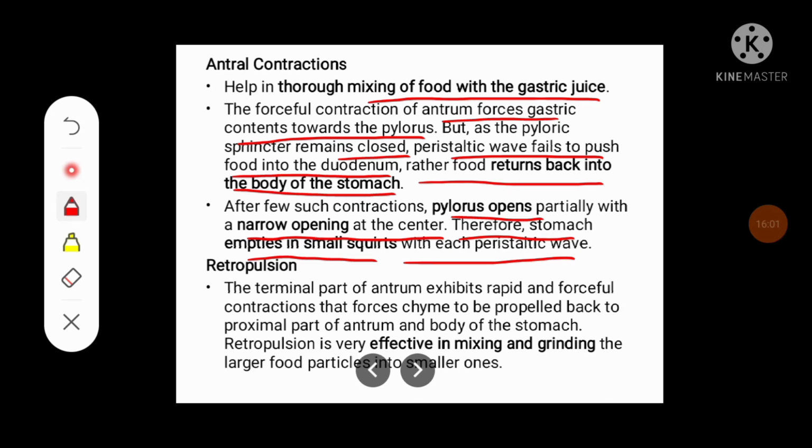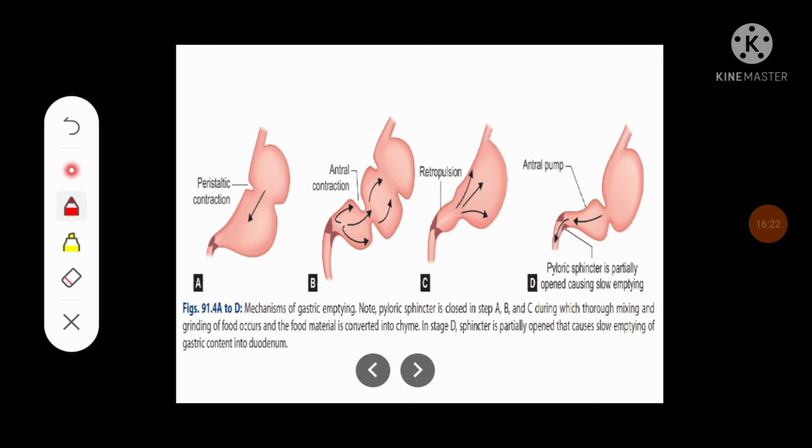Retropulsion. It occurs in the terminal part of the antrum, where a rapid and forceful contraction forces the chyme to be propelled back to the proximal part of the antrum and the body of the stomach. So retropulsion is very effective in mixing and grinding of the larger food particles into smaller ones. Okay, so these are the mechanisms showing gastric emptying: peristaltic contraction, antral contraction, retropulsion, and antral pump.